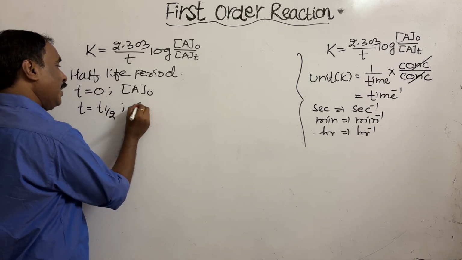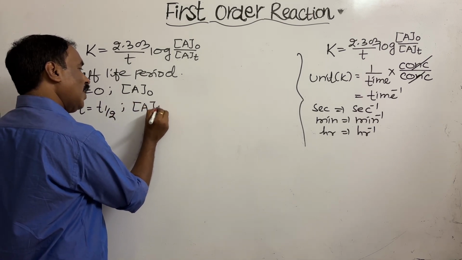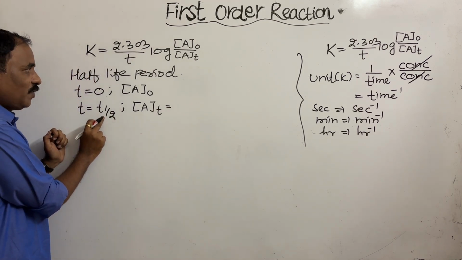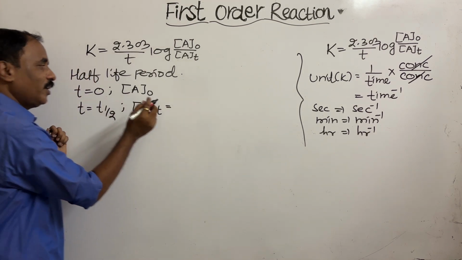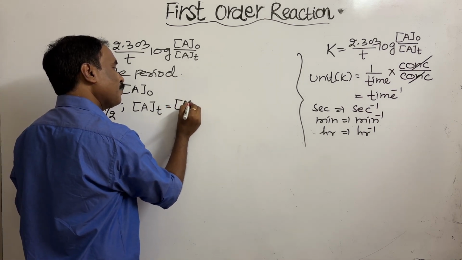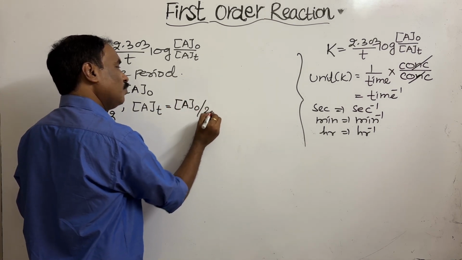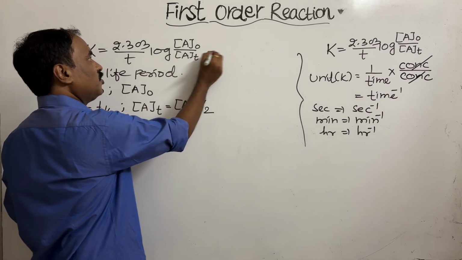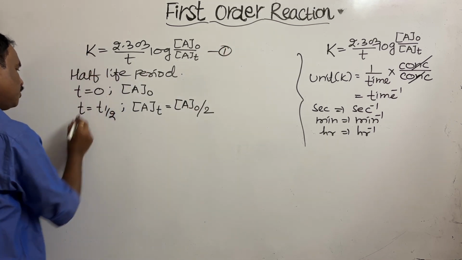तो यहां पर AT की वैल्यू क्या होगी? यानी after t half, what will be the concentration of reacting molecule? Exactly half of this, यानी it will be A0 upon 2. Now put these values in equation number, suppose this is 1.